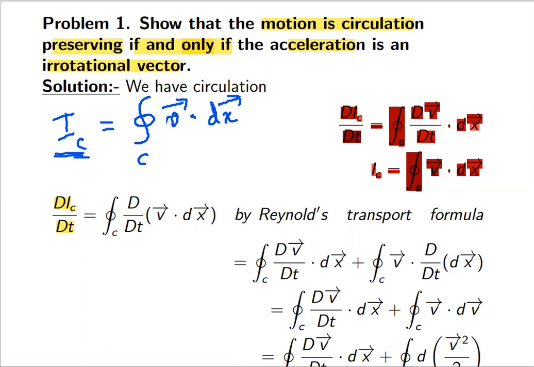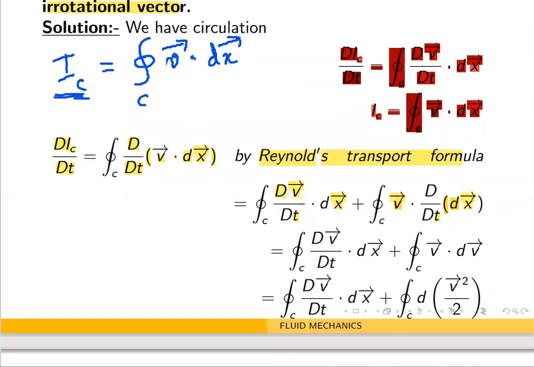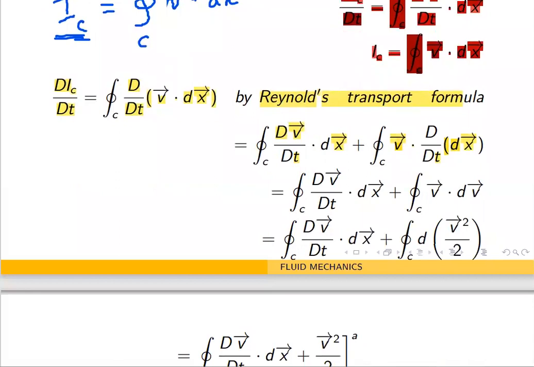Okay, by the Reynolds transport formula, the d by dt is taken inside, right? V dot dx as it is. And d by dt of the product here, using the product rule: the differential of the first one with the second one as it is, plus the first one as it is with the differential of the second one. Okay, and the second integral will become what?